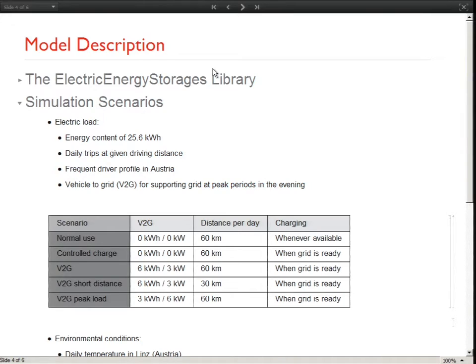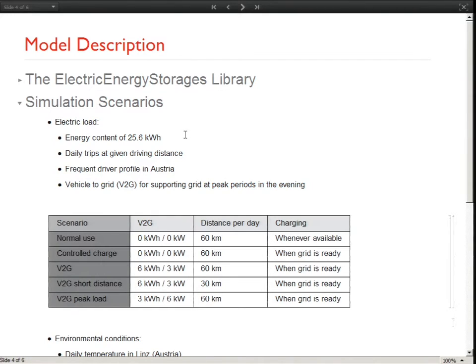For example, in the evening when people come home from work, the required power from the grid is higher, and so the electric vehicles connected to the grid can support the grid during those periods, which means an additional cyclic charge of the battery. So therefore, we assumed a battery with an energy content of 25.6 kilowatt hours. We used a driving cycle which we extracted from daily trips at a given driving distance. Therefore, we used a frequent driver profile of Austria. So it's about 60 kilometers long.